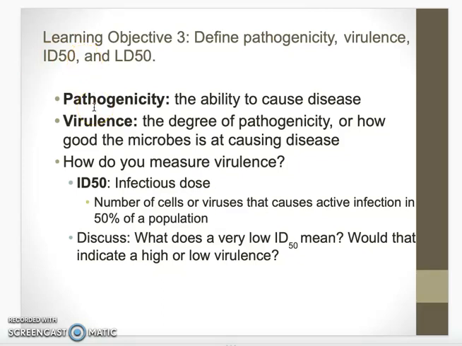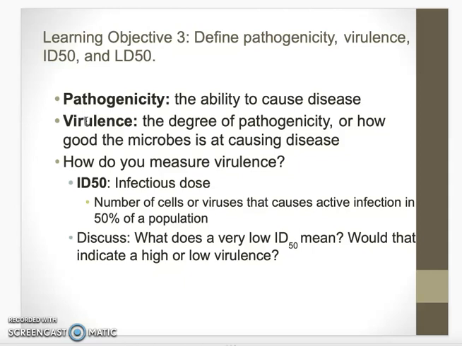Some microbes cause disease really easily, and some microbes really only cause problems under very specific extreme circumstances. So we would say they are not very pathogenic, or they have low pathogenicity. Another word we could use to describe that is virulence, the degree or the amount of pathogenicity, or how good that microbe is at causing disease. So some microbes would have very low virulence, and others we might say have very high virulence.